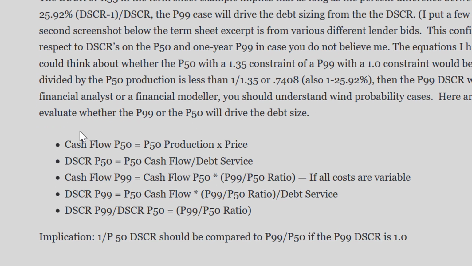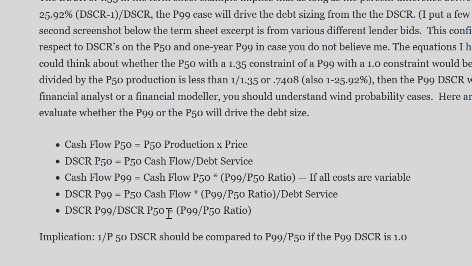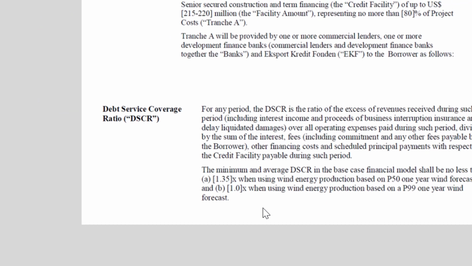So I said, okay, here's how you do it. You take the P50 case and then you take the P90 case. Well, it's the P50 times the ratio of the P90. Be careful, that's not necessarily production. This is cash flow. It only works if all costs are variable. And then what you can do is say, okay, the DSCR in the P99 case divided by the DSCR in the P50 case. So you take 1 divided by 1.35, that's our number up here, and you compare that to the ratio of the cash flow, and that determines which kind of debt sizing is in place.